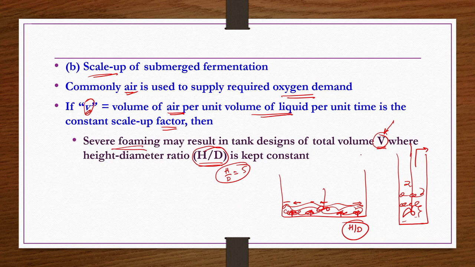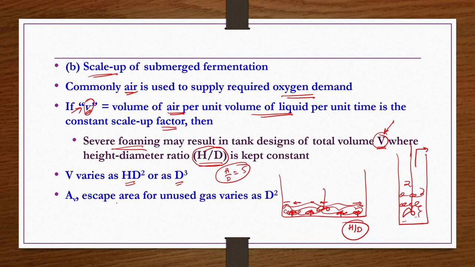So that means the total volume is defined in such a way that accordingly you keep on changing the small value. Such kind of issues have to be carefully considered, because this total volume V varies as H D square or D cube, depending on the shape of the equipment that you have taken. The escape area for unused gas is what we call AV. Let us say air is being supplied here, there should be escaping of what is not being utilized by the liquid that is present in the process.